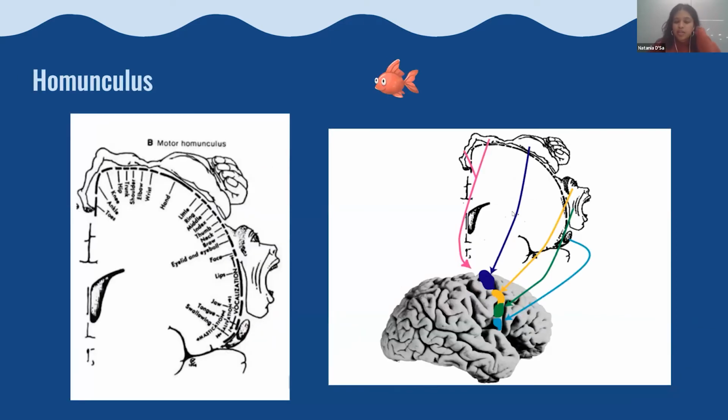Yep, so this here is just a diagram of a motor homunculus. Something that's important to note is if you look up homunculus on Google, you'll have an option for a motor one or a sensory one, and these two vary. The homunculus is just a diagram that shows you the arrangement within your motor cortex of what is controlled by which area of the cortex.